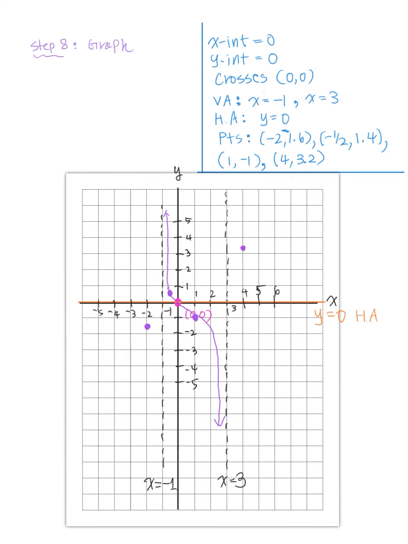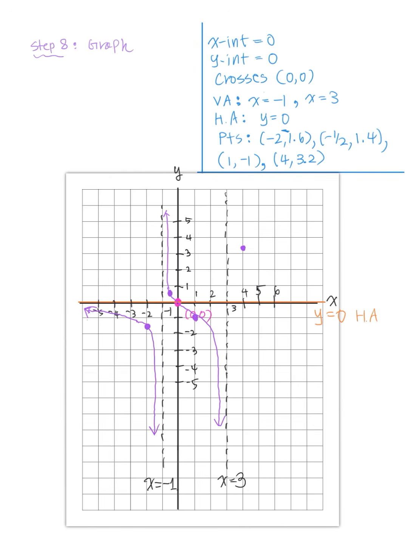So let me try to draw this out. I hate graphing. Okay, hold on. No, I love it. I love it. So here is, oh my God. Okay, that's my guess.